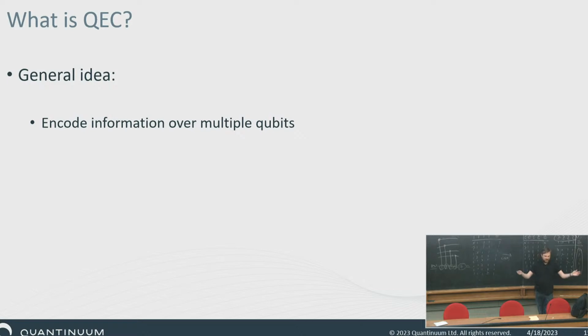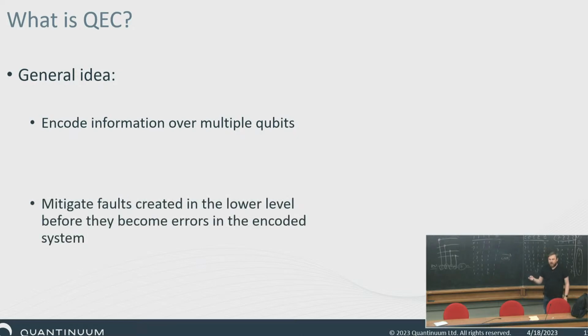So quantum error correction, as I mentioned, is about encoding information over multiple qubits. Basically, the name of the game is, once you have this system that you've encoded, you're using the qubits as a substrate for this other system that's built on top of it. And because you're building a system on top of another system, you can play a game where you start trying to detect these faults and mitigate them faster than they can corrupt your higher-level system, your logical system. And that's the main idea of quantum error correction.